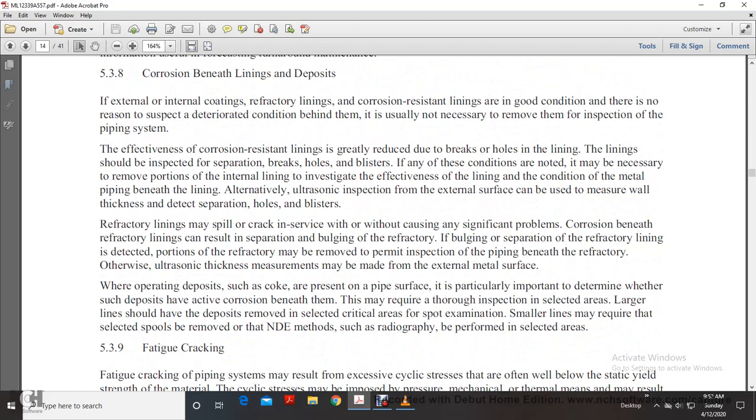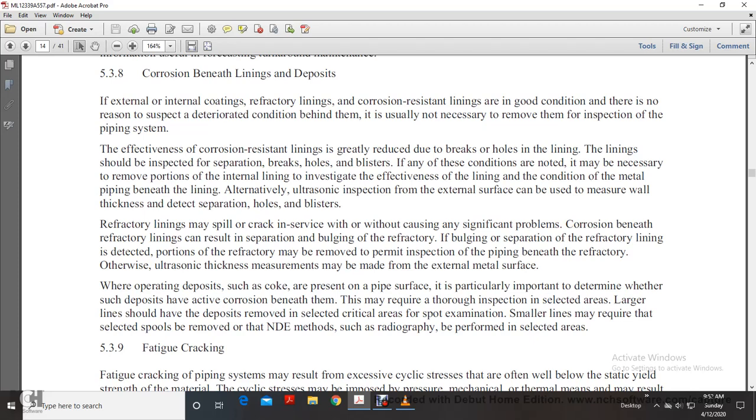5.3.8 Corrosion beneath linings and deposits. External and internal coatings, refractory linings, and corrosion resistant linings in good condition give no reason to suspect a deteriorated condition behind them. It's usually not necessary to remove them for inspection of the piping system. The effectiveness of corrosion-resistant linings is greatly reduced by breaks and holes in the lining. The lining should be inspected for separation, breaks, holes, and blisters.